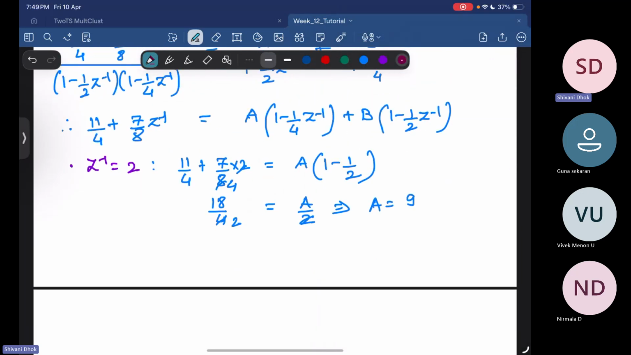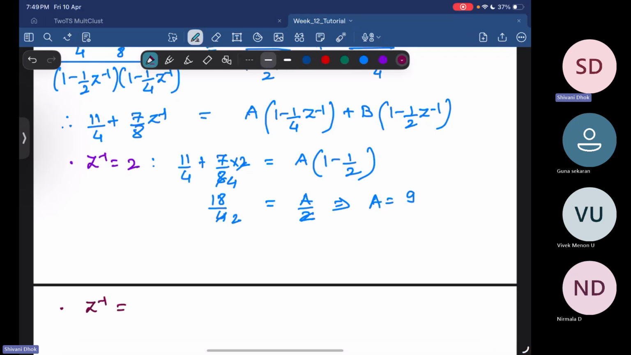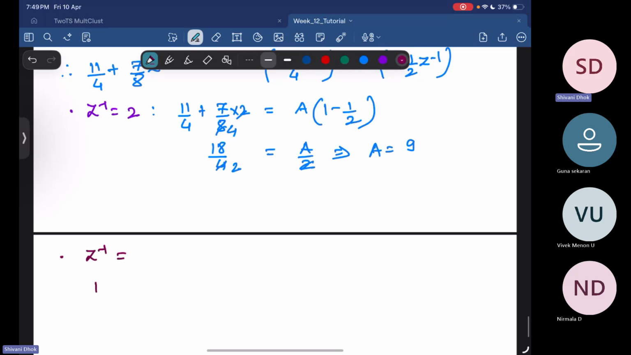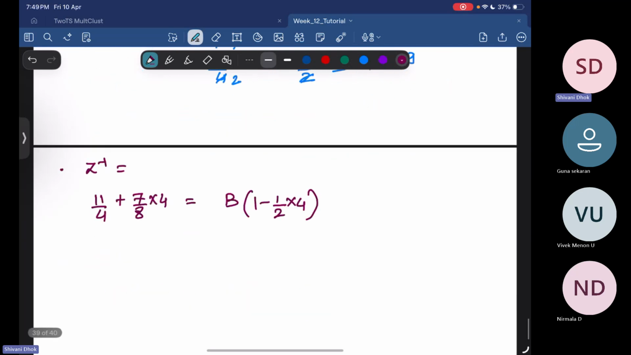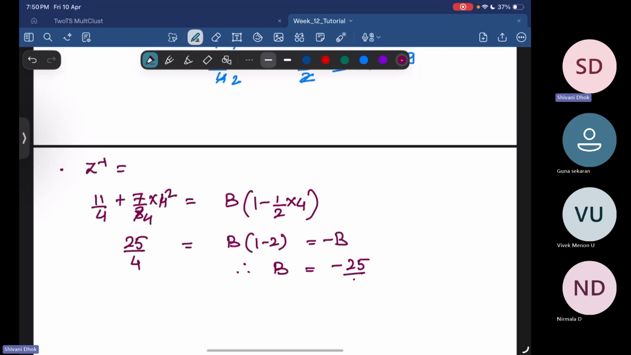in order to cancel the coefficient of A, z inverse should be equal to 4. So that gives me 11 by 4 plus 7 by 8 into 4, which is equal to B into 1 minus half into 4. So therefore I'll keep this 4 as it is. So this is 14 plus 11, that is 25. So 25 by 4 will be equal to B into 1 minus 2, that is minus B. So in other words, B comes out to be equal to minus 25 by 4.